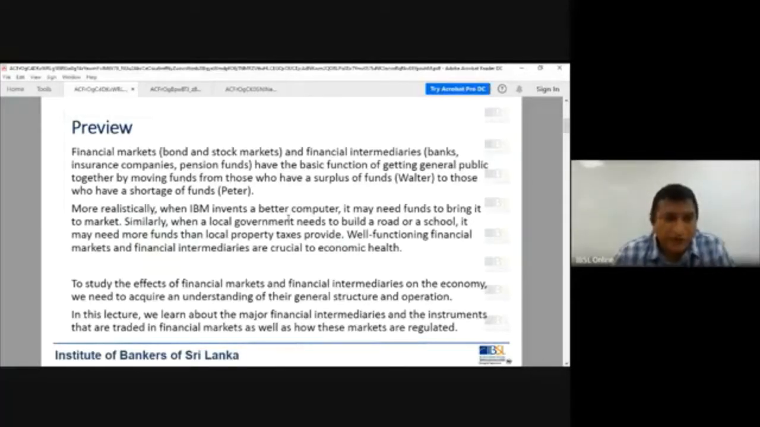So you see these markets, and then how they behave and how that influences the overall economic health. Okay, so to study the effects of these financial markets and financial intermediaries on the economy, we need to understand and acquire the general structure and operation of these markets. So that's one purpose of this area. Okay, so in this lecture, we try to learn about major financial intermediaries and the instruments that are traded in financial markets, as well as how these markets are to some extent shaped through regulations, right? So that's the focus of this area of discussion.